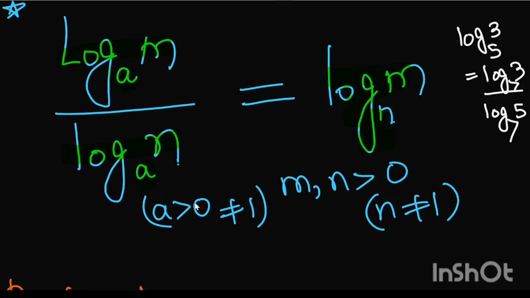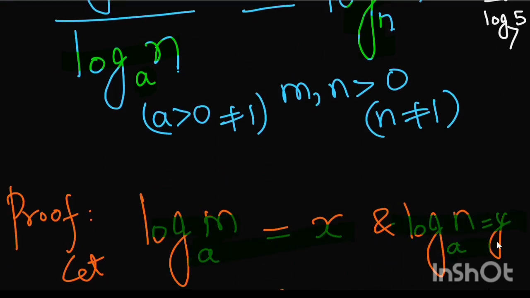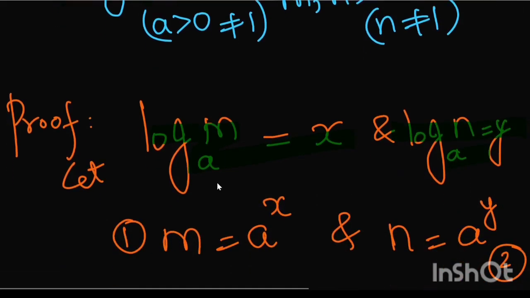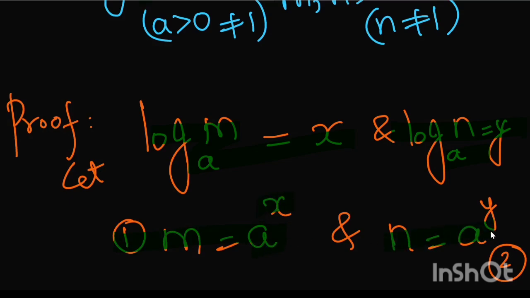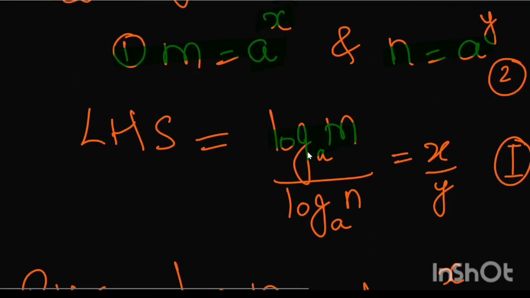Okay, so if here the base is a, here also it should be a. So let's move on to the proof. Log m base n is x, log n base a is y, we will assume. So using the definition, m is a to the power x, similarly n is a to the power y, first and second. Now LHS was given to be this, so this is x, this is y. Let's say this is first.